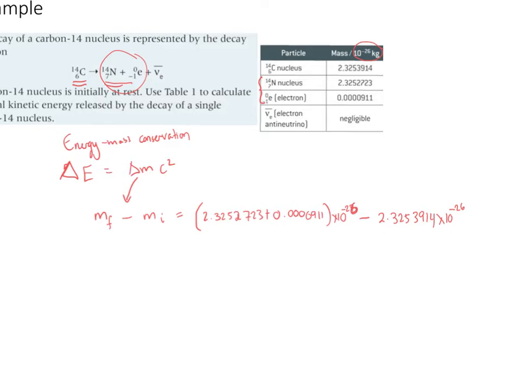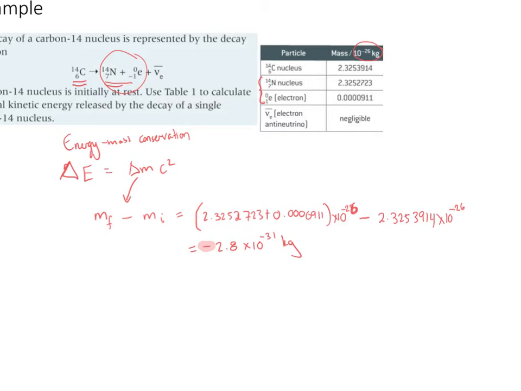Now, when you get the change, it will be minus 2.8 times 10 to the minus 31. So in this case, you notice that there is a minus sign there at the beginning. That means that energy has been released in this process, since the final mass is less than the initial mass. That means the energy has been released.